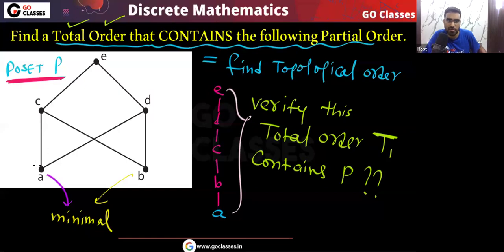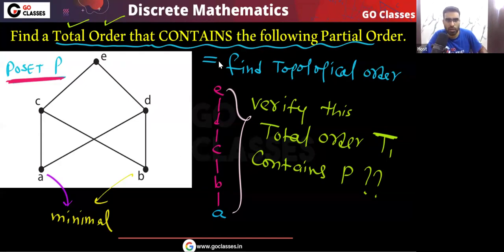You can easily see. A related to D, is this included in this total order? Yes, A related to D. For example, B related to C. Is this included in this total order? Yes, B related to C. Okay, you can see B related to C.